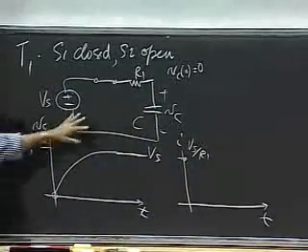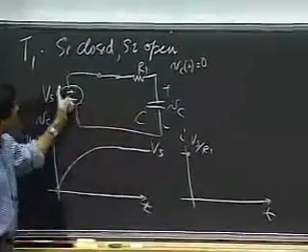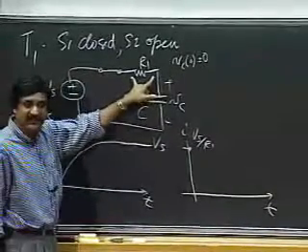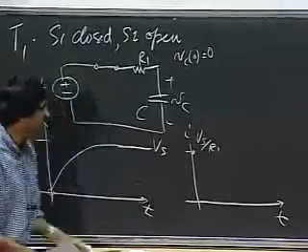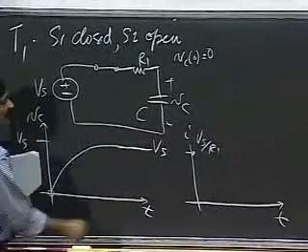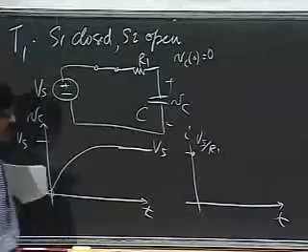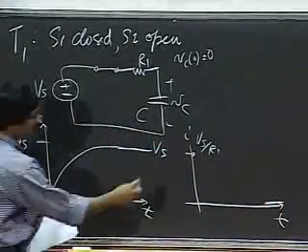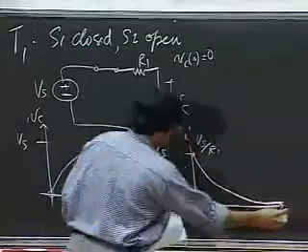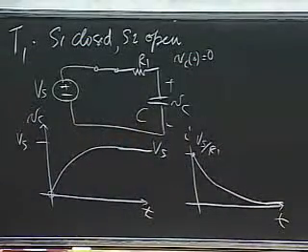Okay, the voltage across the capacitor is 0. So all that voltage falls across the resistor R1. So Vs divided by R1 is the initial instantaneous current. And after a long time, because Vc reaches Vs, the current is going to be 0. Okay, and between those 2 points, I get an exponential decay.